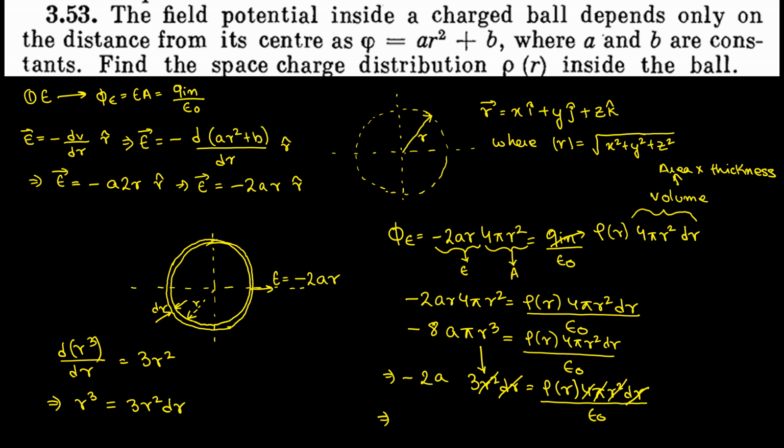Pi got cancelled from both sides. 4 also got cancelled. R square and r square got cancelled. Okay, dr and dr got cancelled. So we are left with minus 6a equals rho r by epsilon naught, or rho r equals minus 6a epsilon naught. So here we are ending with electrostatics.